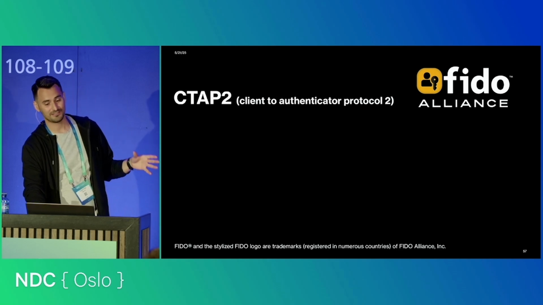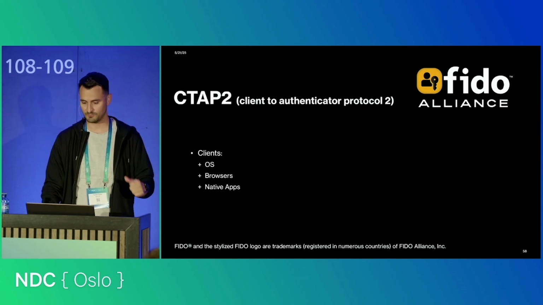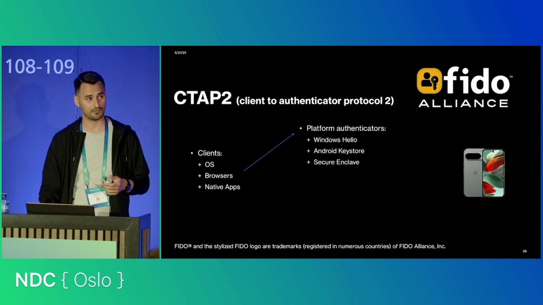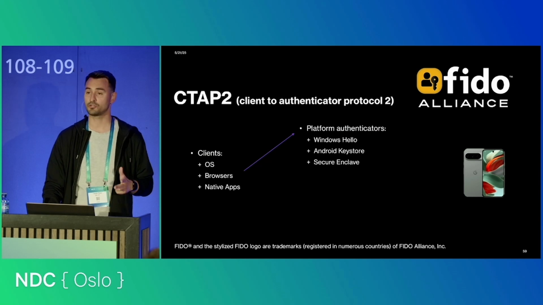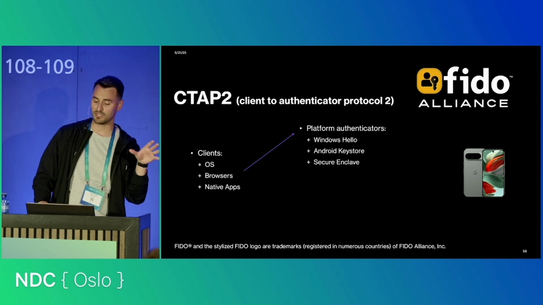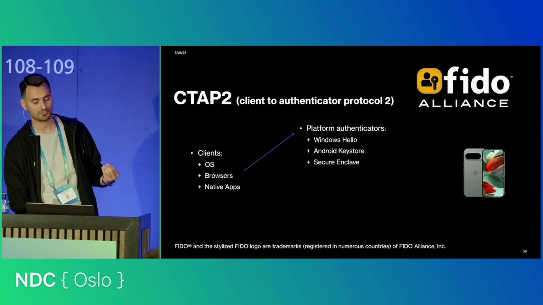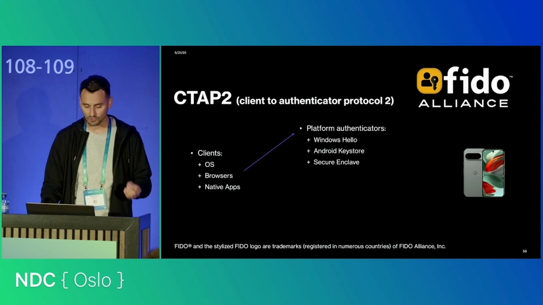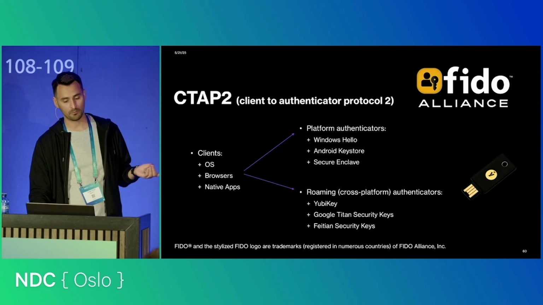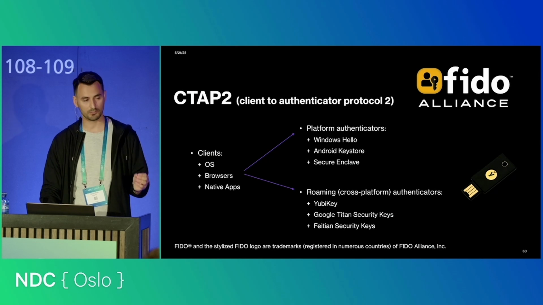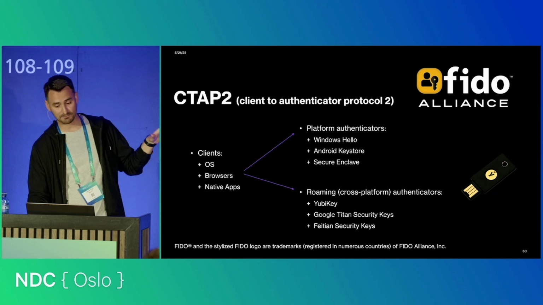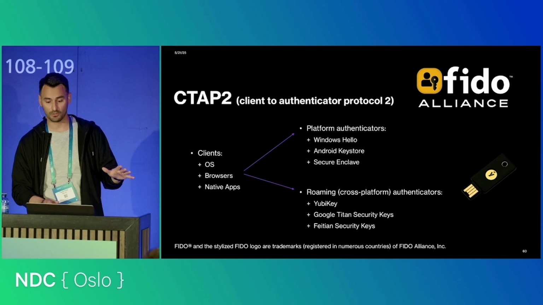Now, what CTAP 2 does is allow clients, such as operating systems, browsers, and native applications, a standardized way to communicate with platform authenticators, such as Windows Hello, Android Key Store, and Secure Enclave on iOS. Now, by allowing this communication, the clients can access the authentication capabilities already available on these devices. CTAP 2 also provides clients the means to communicate with roaming authenticators, meaning cross-platform portable authenticators such as YubiKeys, Google Titan security keys, and Phaeton security keys. So with CTAP 2, clients and authenticators have a protocol they can use to communicate.